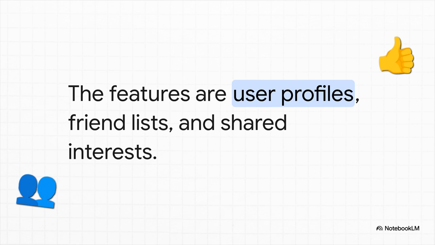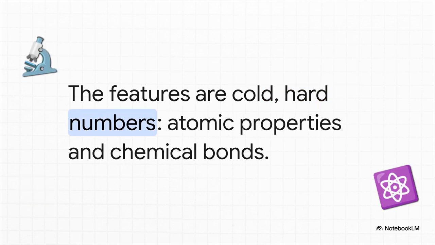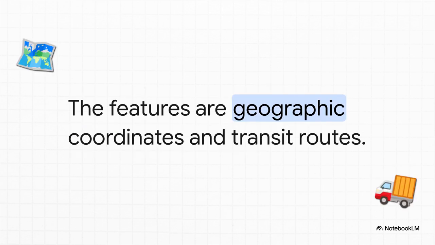Take a social network, for instance. Its language is all about user profiles, who's friends with who, what you like. But then you jump over to a biological graph, and suddenly you're talking a totally different language. It's all about the cold, hard numbers, atomic properties, that kind of thing. And then a logistics graph? That's all about maps, right? Geographic coordinates? So you've got three completely different worlds, each speaking its own unique language.